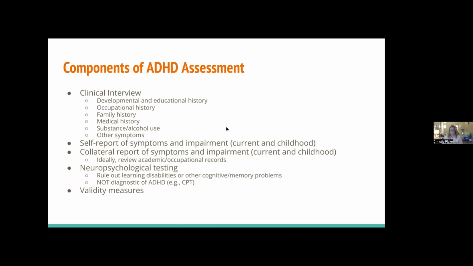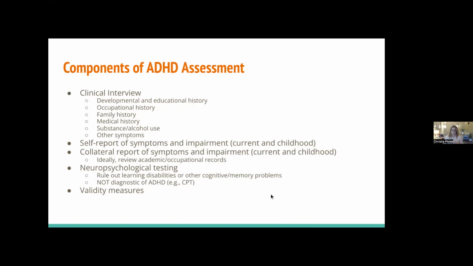So the components of that gold standard would be a comprehensive clinical interview. We also want to collect self-report of current and childhood symptoms and impairment. And it's also really important to try to get collateral report. What do other people in their lives see? So people who knew them in childhood and people who know them now. Really, really important. And if possible, it rarely is possible, but if we can get academic records or workplace performance feedback, that's really key too.